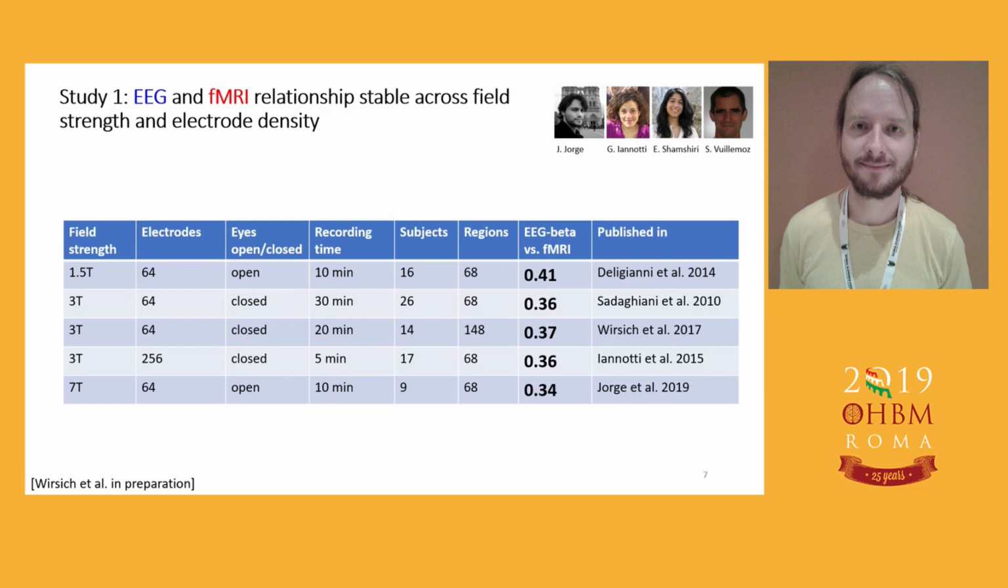What we're currently working on is to measure how this correlation plays out on different datasets, from 1.5 Tesla to 7 Tesla, using different electrode setups from 64 to 250 electrodes, with eyes open or eyes closed. And what you can see here is that in the beta band this relationship is really stable, around 0.3, 0.4 correlation, but it also works for all the other frequency bands.